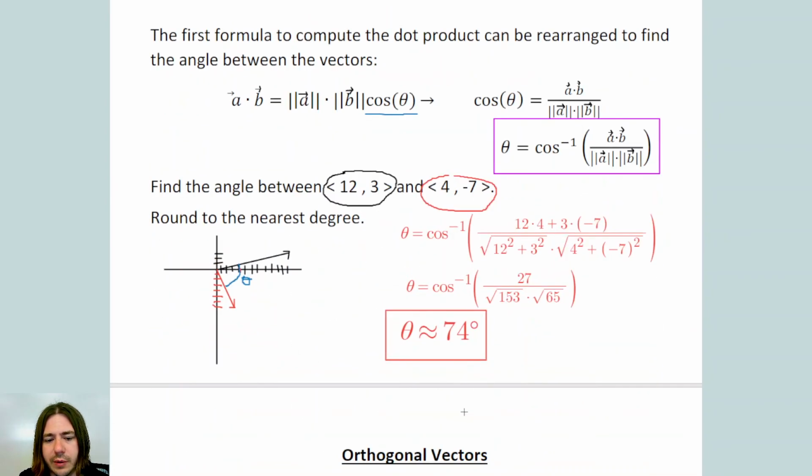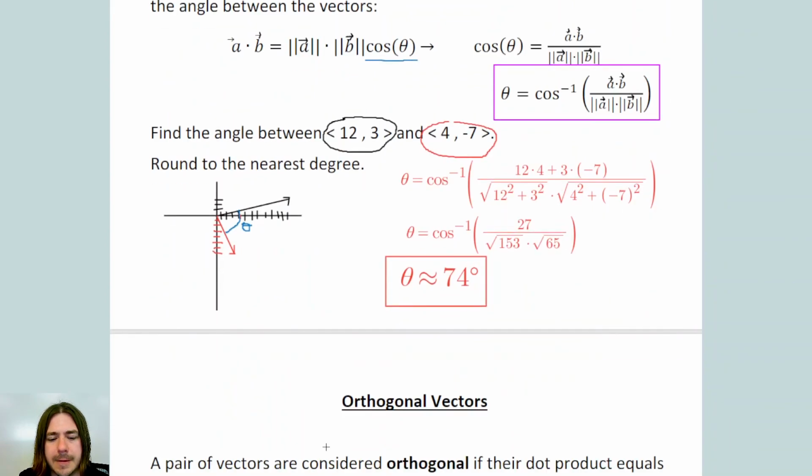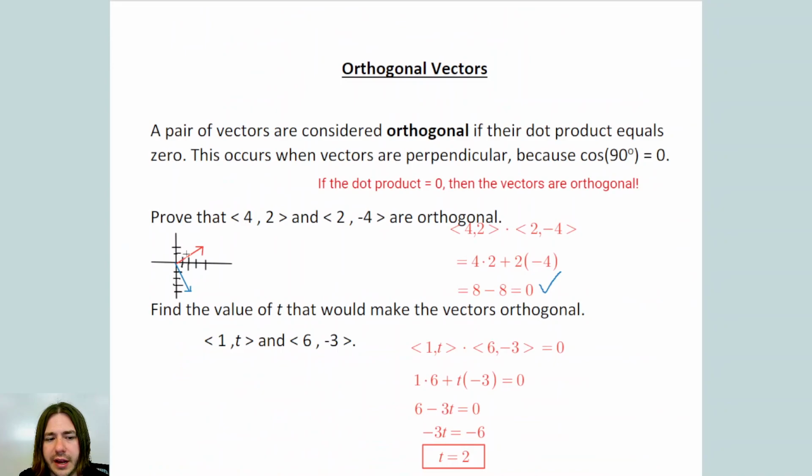And there were 2 applications of the dot product. One is to find the angle between 2 vectors, and the other one is how to show whether or not vectors are orthogonal, which basically means perpendicular.